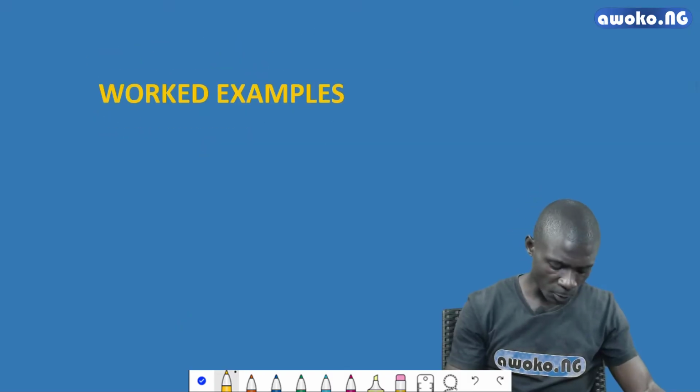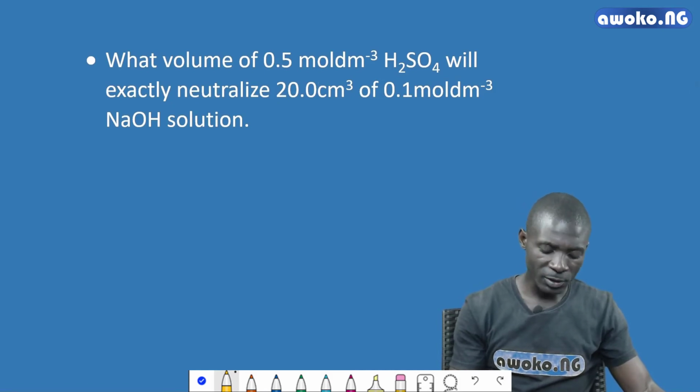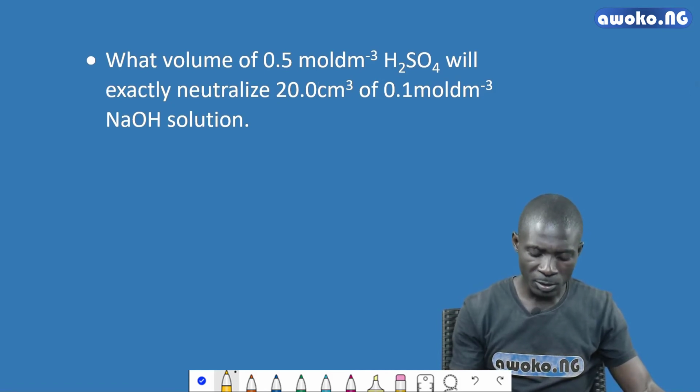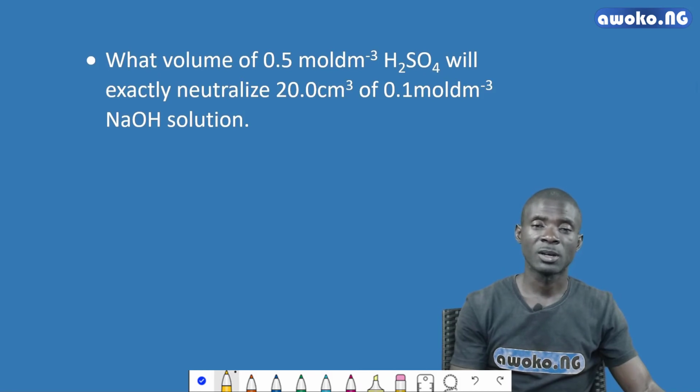So we'll go to some worked examples. The first question here is, what volume of 0.5 mol/dm³ H2SO4, which is the acid, will exactly neutralize 20.0 cm³ of 0.1 mol/dm³ sodium hydroxide solution? Of course, we said a reaction between an acid and a base is simply termed a neutralization reaction.